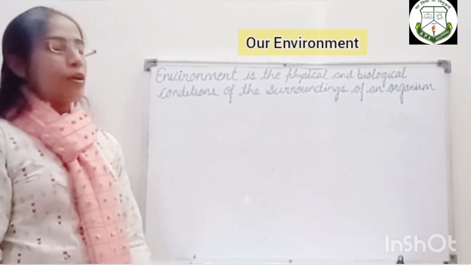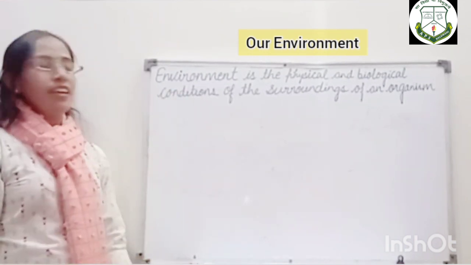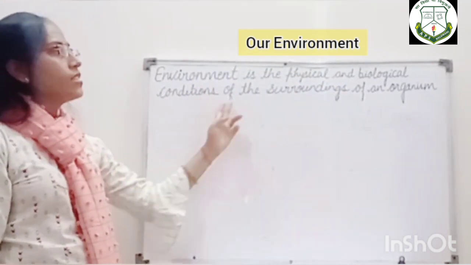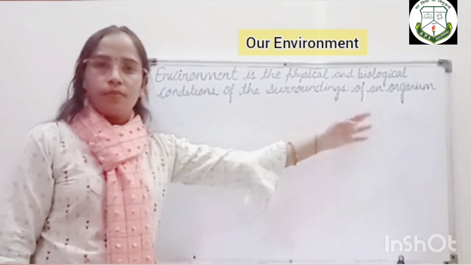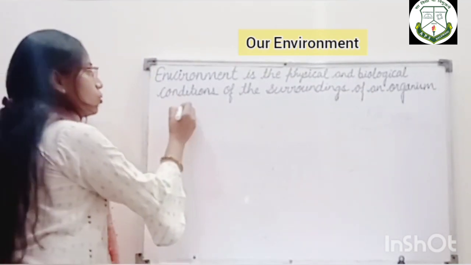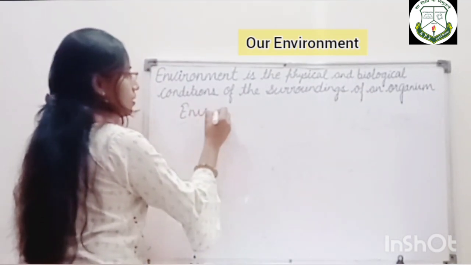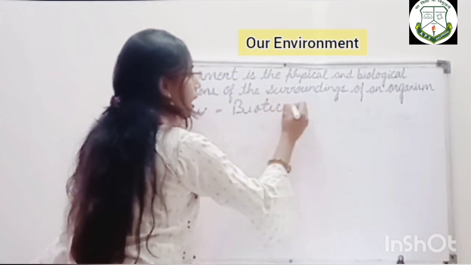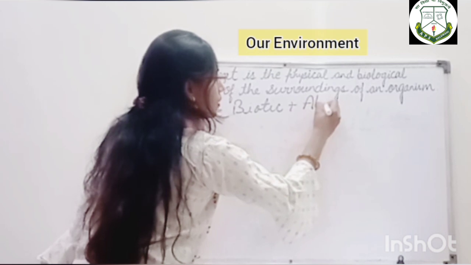Today we discuss the topic our environment. Environment is the physical and biological conditions of the surroundings of an organism. There are two components of environment. One is biotic and the other is abiotic.